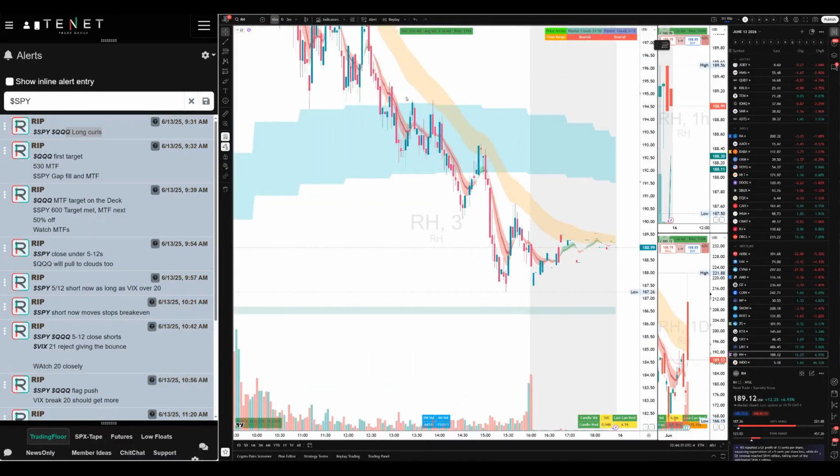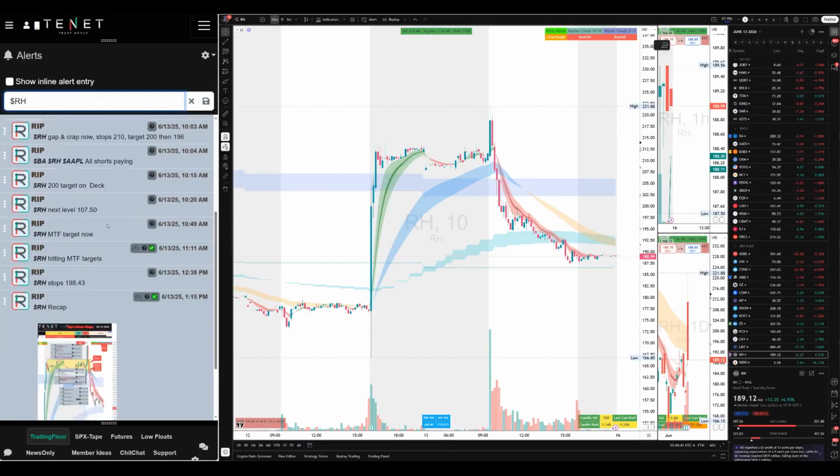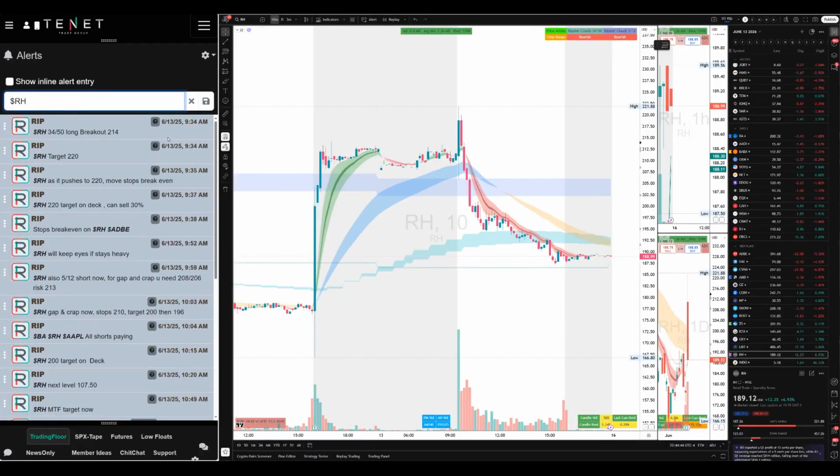So Restoration Hardware, as soon as the market opened, it held that 206 level. That's when I told the traders, long it. Breakout is over 214. I said that at 9:34, and within the first 10-15 minutes, I gave the target 220. We hit our 220 target.